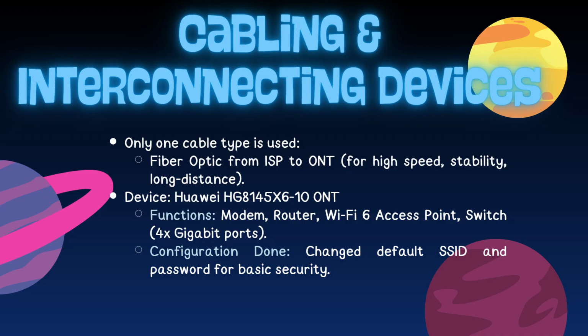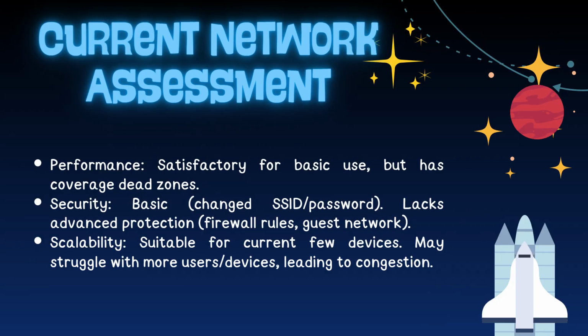basic security. Okay. Next, for the current network assessment, an assessment of the current network reveals a mixed picture. For basic low bandwidth tasks like web browsing or standard definition video, the network performs adequately. However, its weaknesses become apparent in three areas. First is performance, second is security, and lastly is scalability. For the performance, it is satisfactory for basic use but has coverage dead zones.